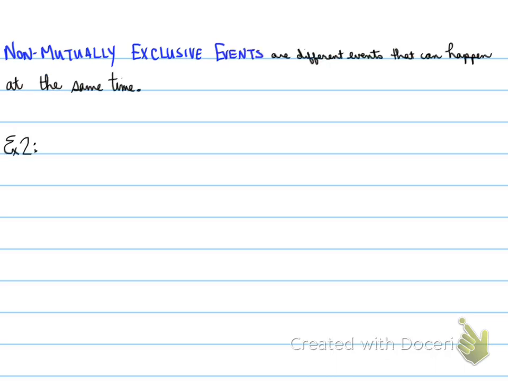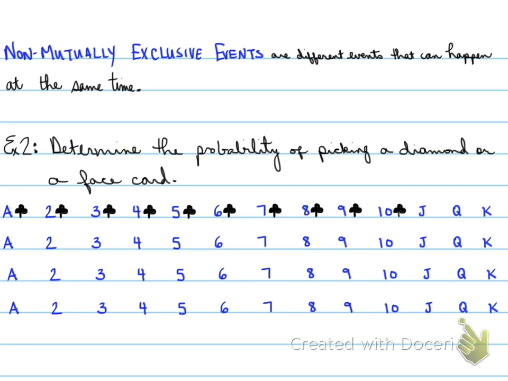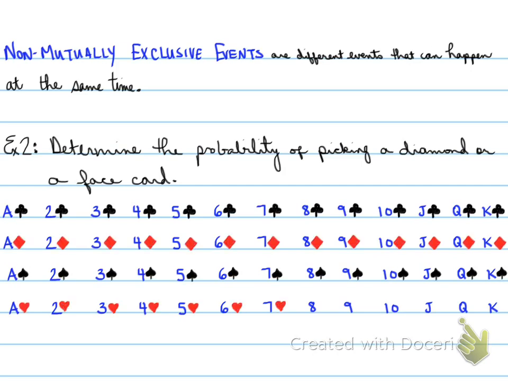Next, non-mutually exclusive events are different events that can happen at the same time. An example is determine the probability of picking a diamond or a face card. So we're going to go through the list of cards here just so that you have them. These are all the possible cards. So you understand there are 52 cards altogether. And with these 52 cards, what we have to do is calculate the probability of picking a diamond or a face card. So let's identify all the diamond cards.